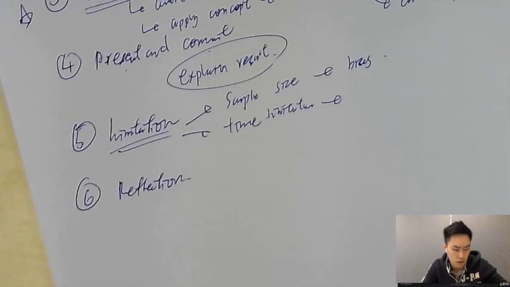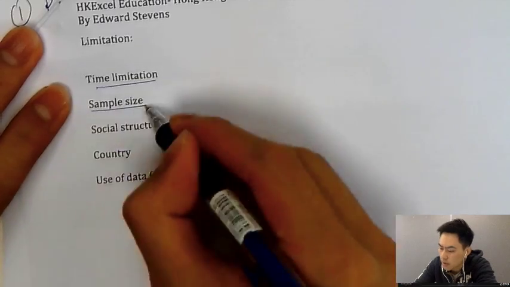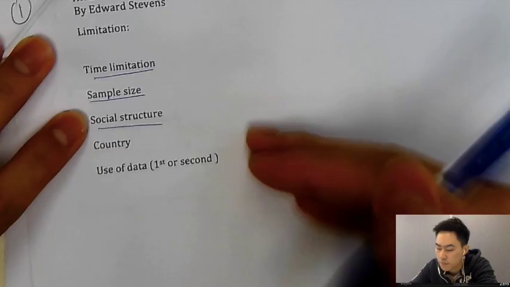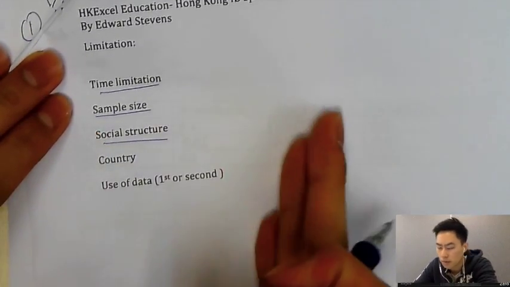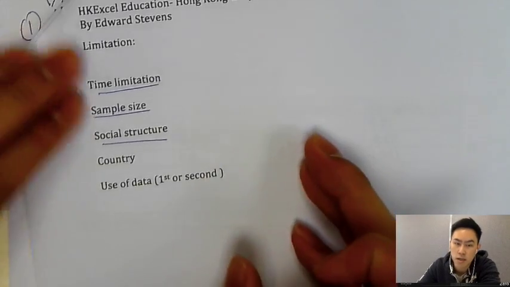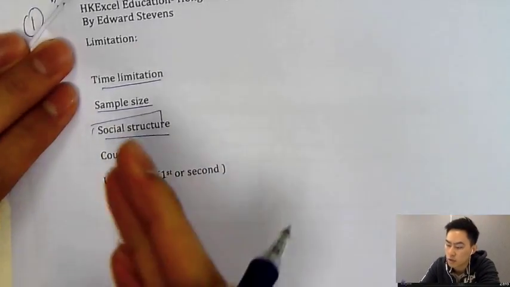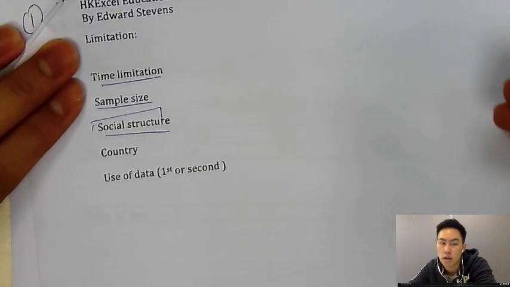And here I've already listed out all the limitations that you can write. So all the limitations: time limitations, sample size, social structure. So let's say in this video, I'm going to talk about the golden ratio. So maybe the beauty nowadays versus the beauty in the past. They're not the same, right? When you compare different faces, then you can say maybe the social structure already changed, so that will affect our perception of beauty, right?